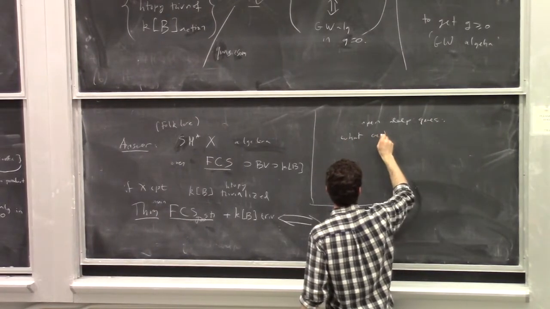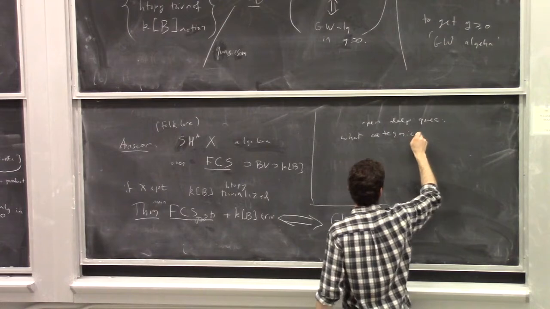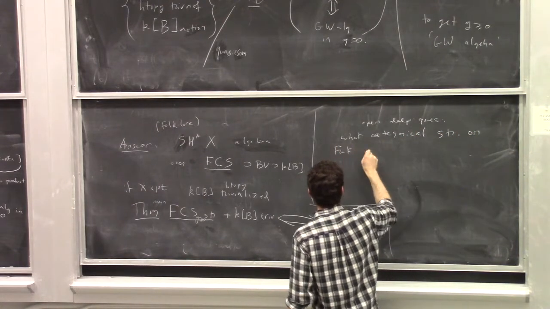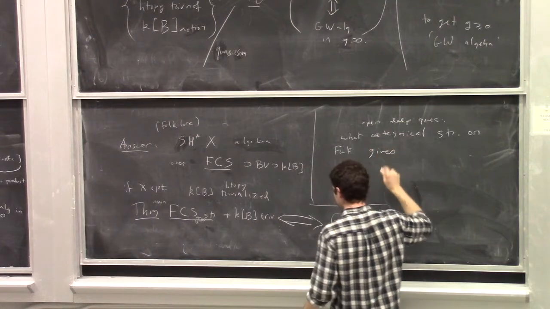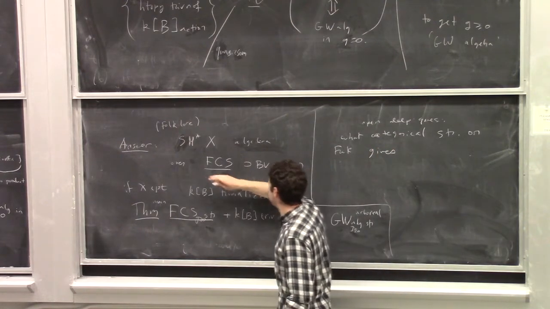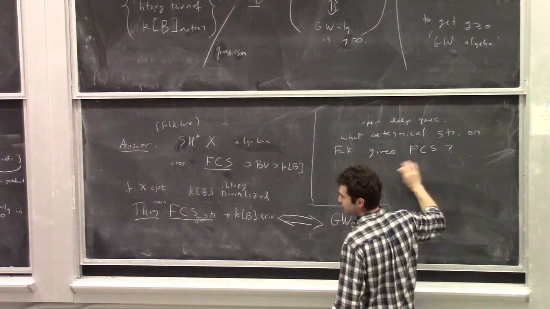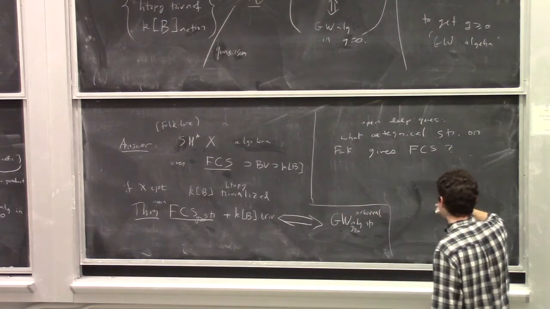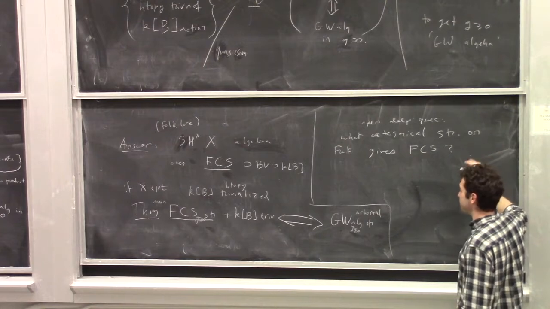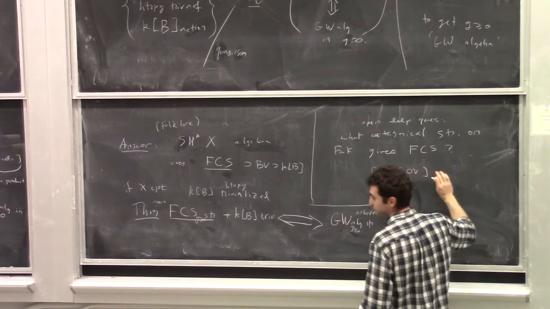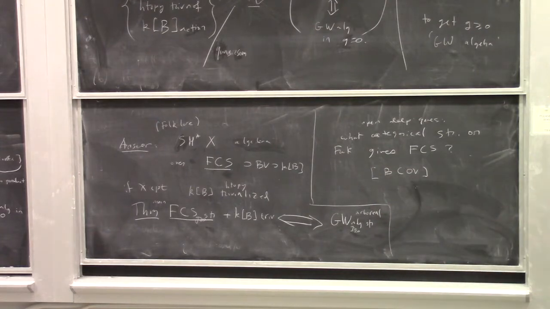What categorical structure on the Fukaya category gives this FCS guy in the middle? So this should again make sense even for open varieties. Something like this should exist, and I think that maybe BCOV theory, which I don't understand, gives a partial answer. But this part I'm not going to address.